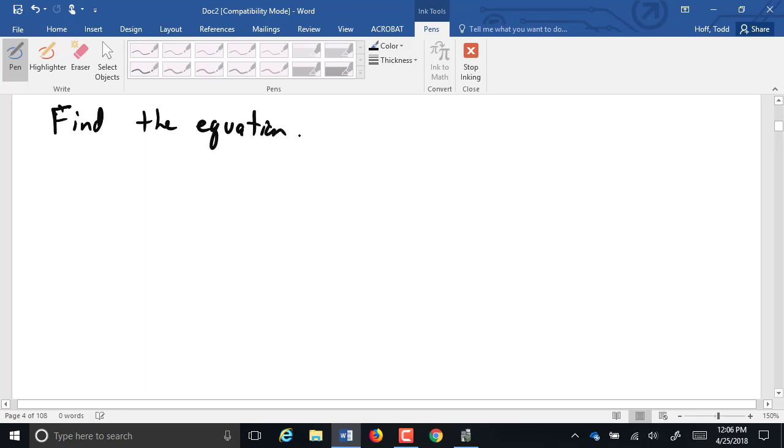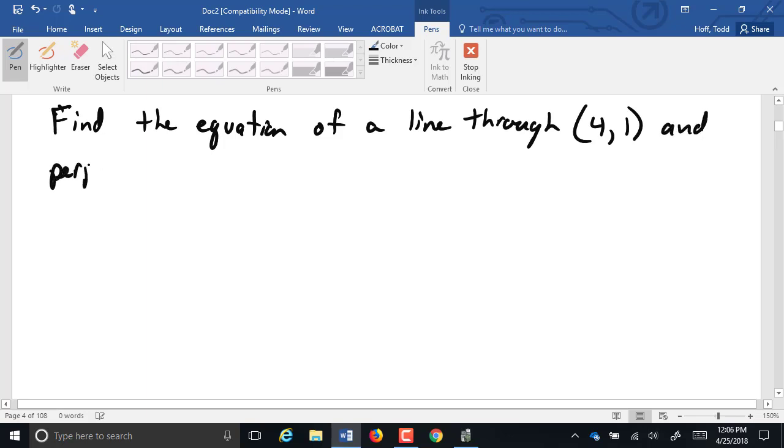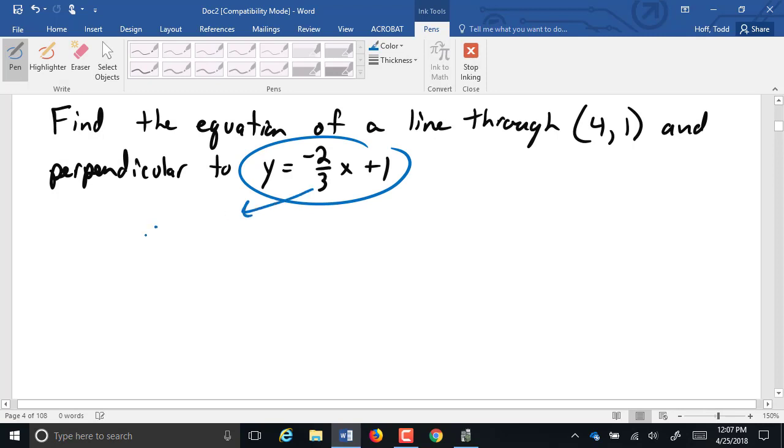Find the equation of a line through 4, 1 and perpendicular to y equals -2/3 x plus 1. So again, this original equation, all I need out of there is that the slope is a negative 2/3.